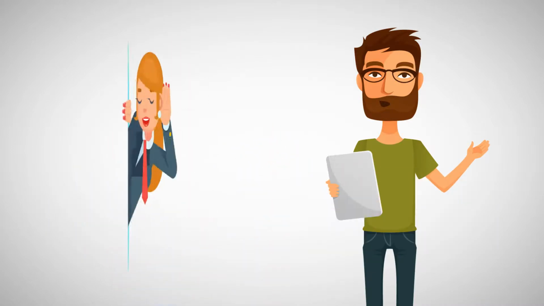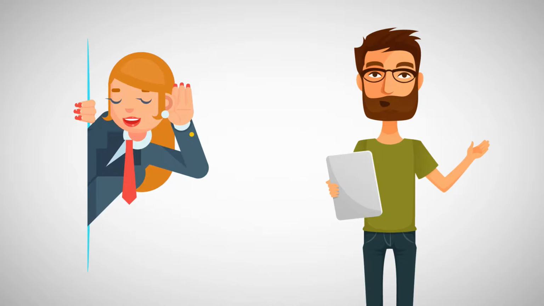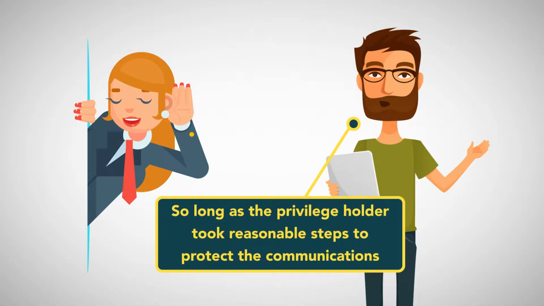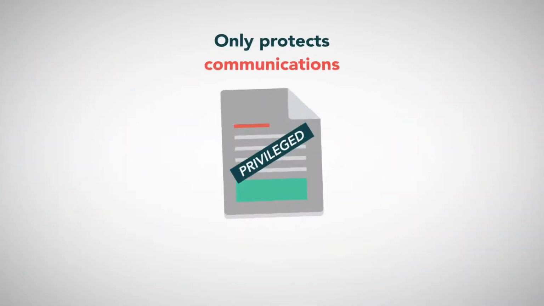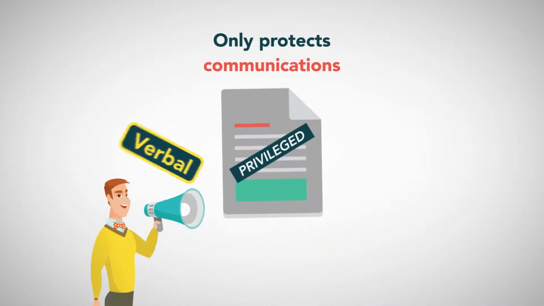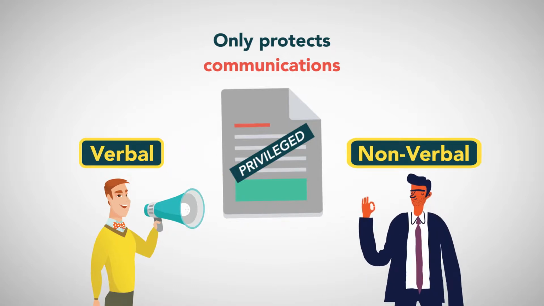Still, it's not nullified simply because someone overheard the conversation, so long as the privilege holder took reasonable steps to protect the communications. Finally, privilege only protects communications, which can be verbal or nonverbal, including nodding yes or no, giving a thumbs up, or shaking one's head in agreement.